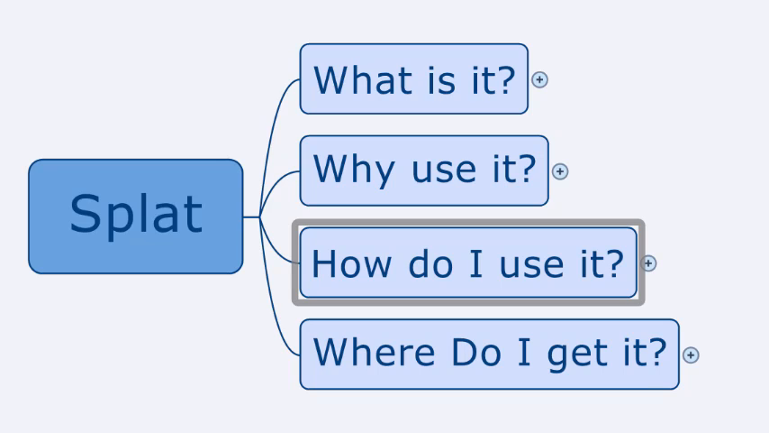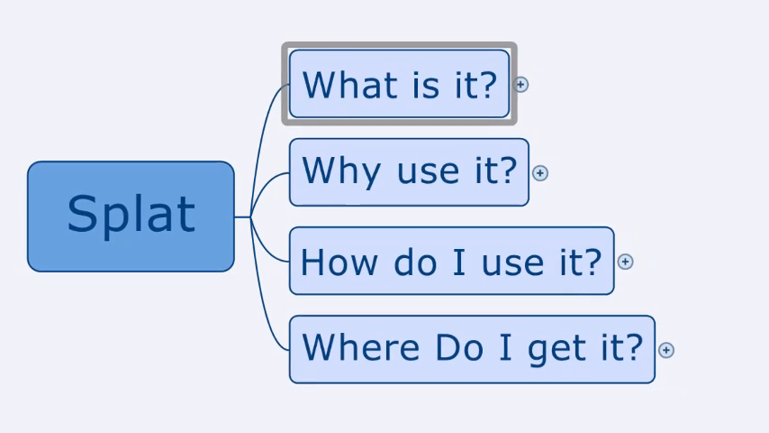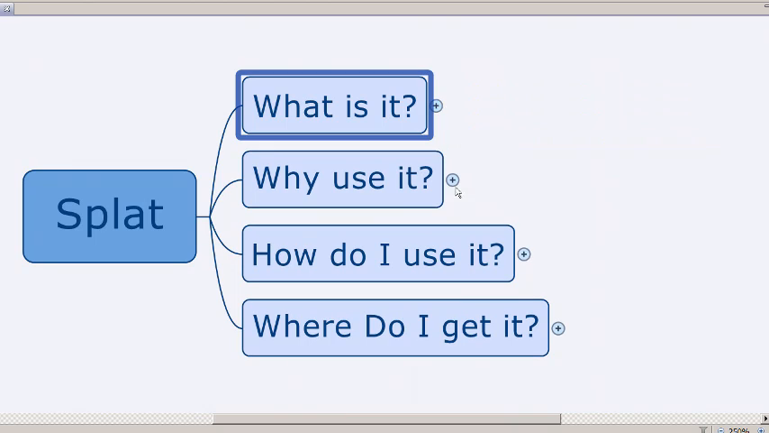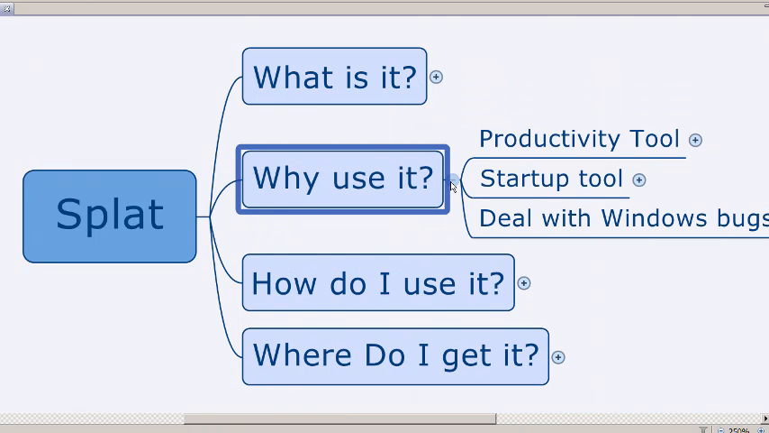This is the latest in a series of how-to videos I've been working on to increase productivity, workflow, and also, in this case, get around some particular bugs that I have with my system and setup. Splat is a Windows freeware automation program that I use for a variety of purposes to help me with my workflow. I use it for productivity as a startup tool to get everything exactly how I like it every time I start up my computer, and also to deal with some Windows bugs that I have to handle on a daily basis.